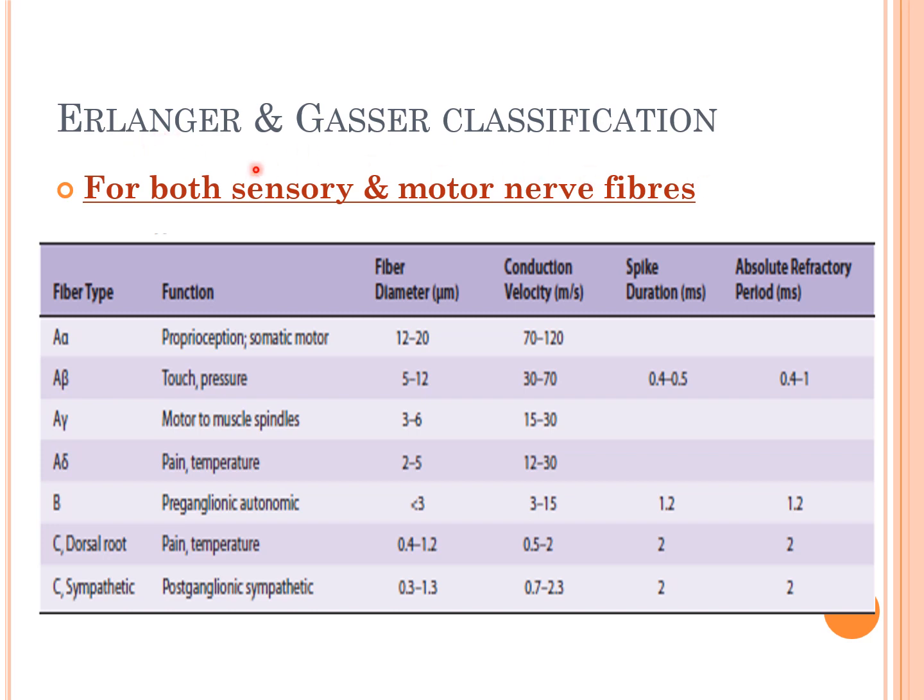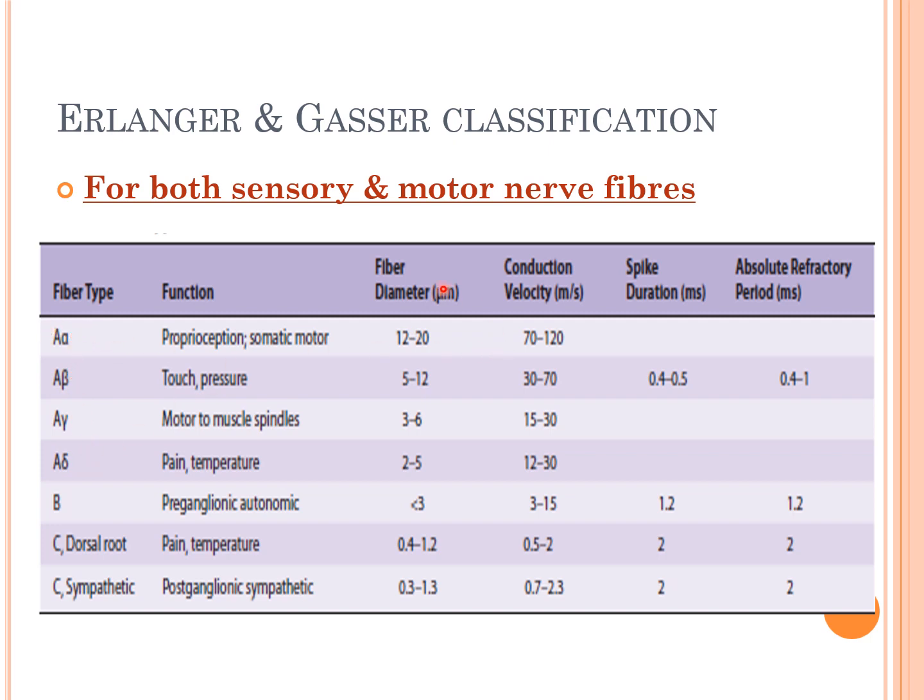So based on the Erlanger and Gasser classification, there are three different types of fibers: type A, type B and type C. Type A and type B are both myelinated nerve fibers, whereas type C is the unmyelinated nerve fiber. Type A is subdivided into A alpha, A beta, A gamma and A delta fibers.